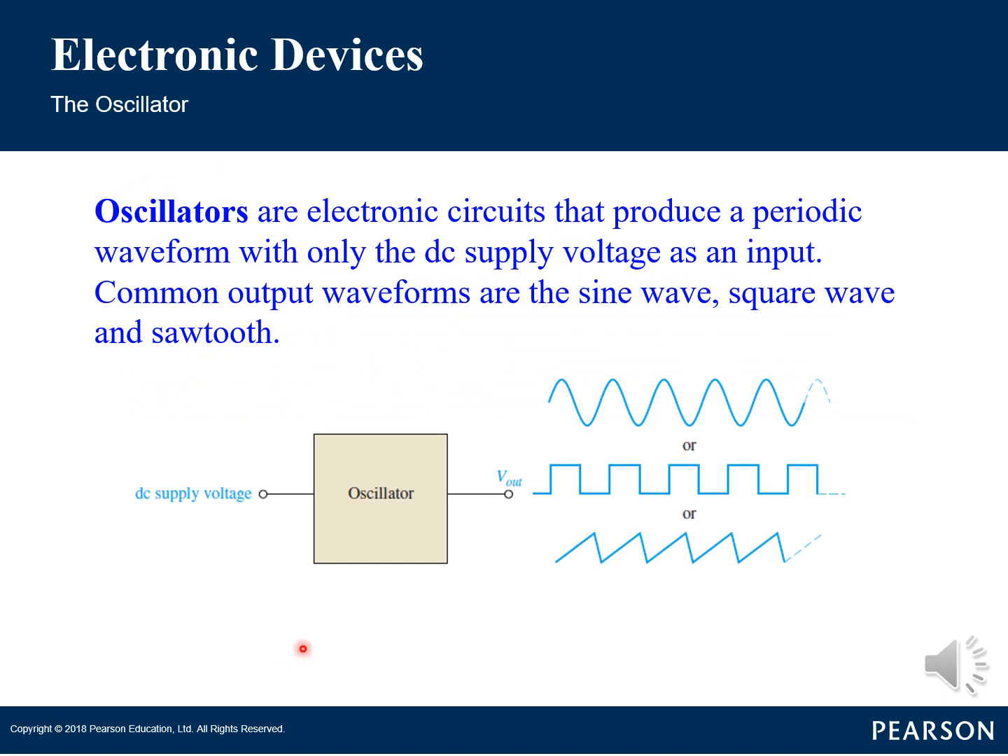The basic operating principle of an oscillator is based on the concept of positive feedback. This means that a small portion of the output signal is fed back into the input, causing the circuit to amplify the signal and generate a continuous periodic waveform. Common output waveforms are the sine wave, square wave, and sawtooth.